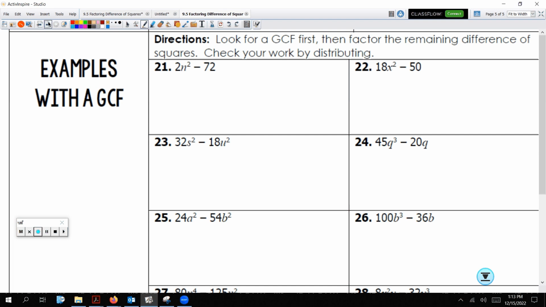Now, what happens when you look at your difference? You're like, okay, 2 and 72 are not perfect squares. If I take the square root of them, I get some crazy decimal, so that's not good. That means there's probably a GCF, greatest common factor. You have to divide by the greatest common factor, and the resulting polynomial should be a difference of perfect squares. All right, so if I look here, well, the GCF here is 2.